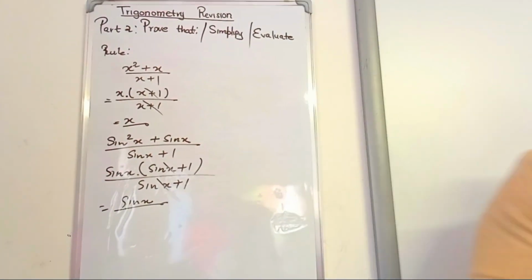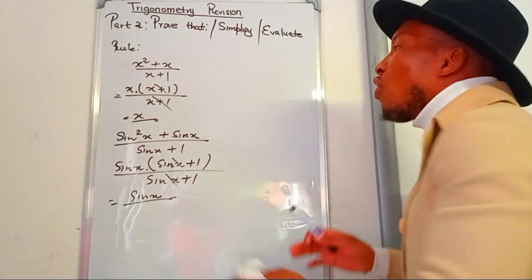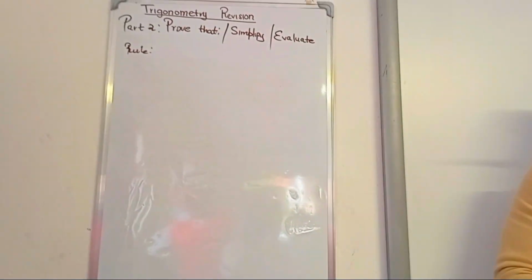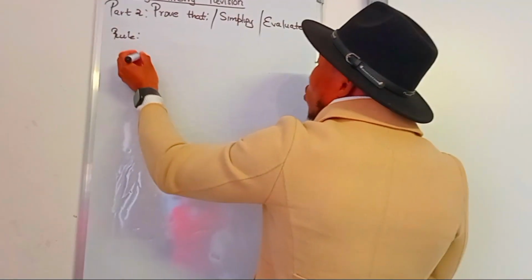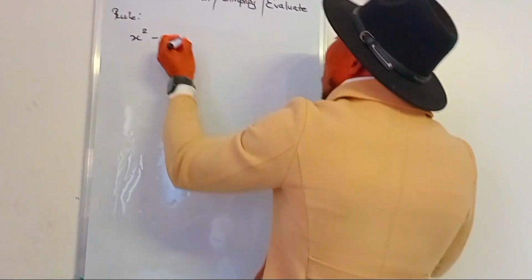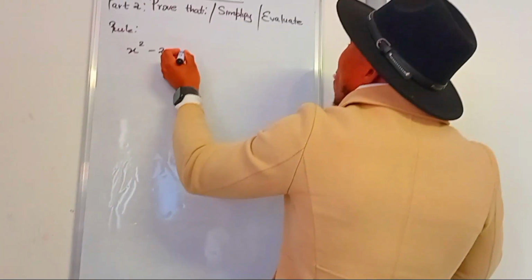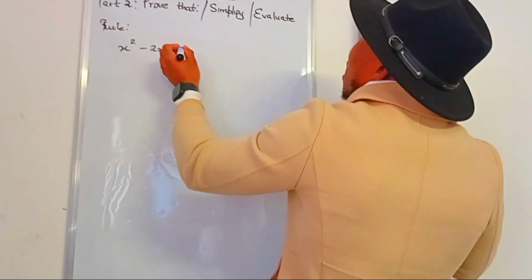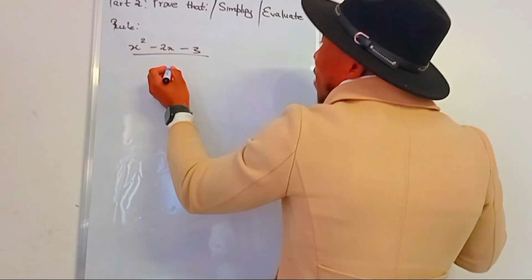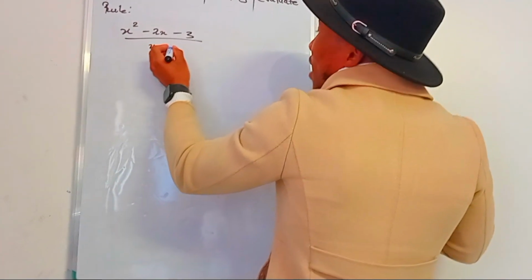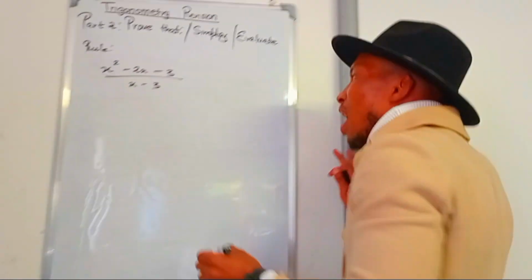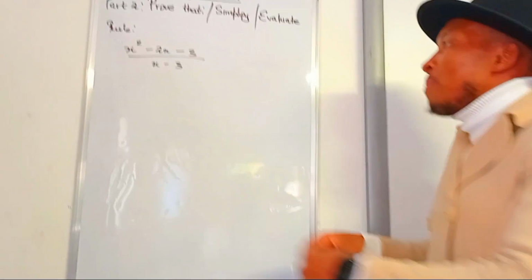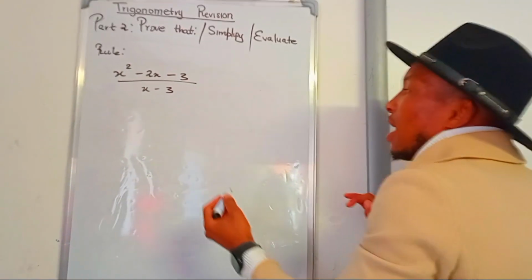Then the third one is whereby they're just asking you, do you know how to factorize a quadratic? The third rule. Do you know how to factorize a quadratic? Make sure that you know how to factorize a quadratic equation, okay? Then here they're just asking you to simplify this one. What you're going to do here is x squared minus 2x minus 3, all over x minus 3.